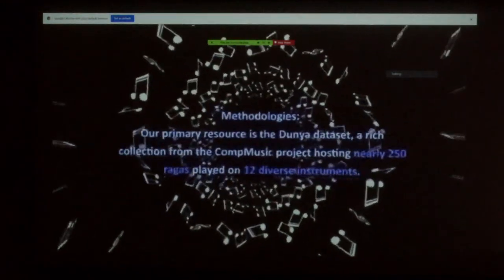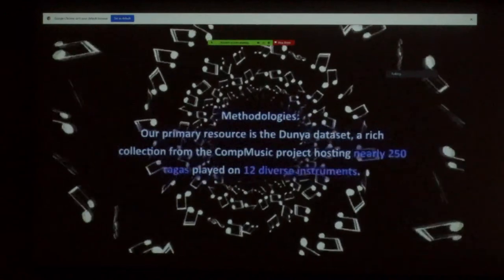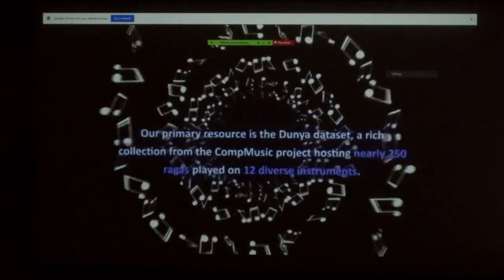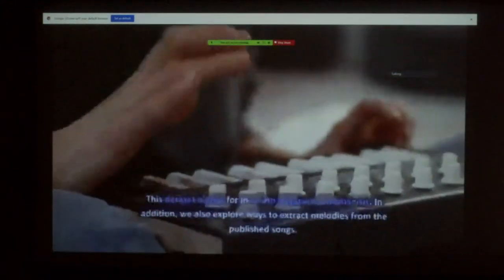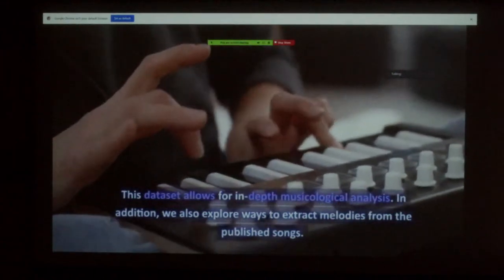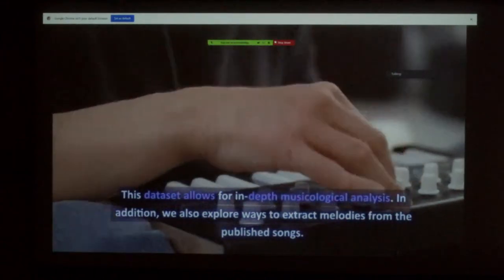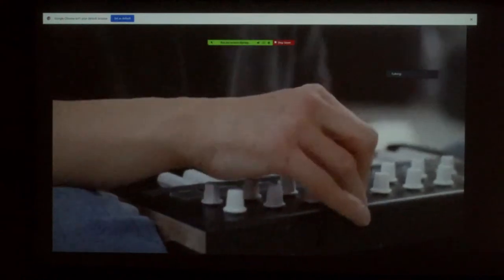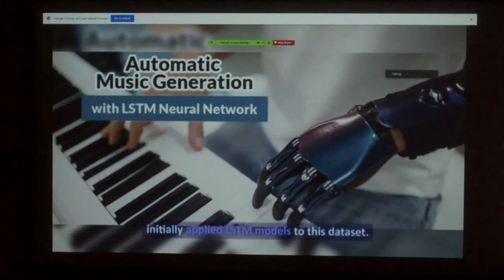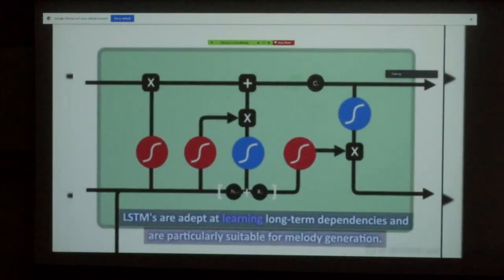Methodologies. Our primary resource is the Dunya dataset, a rich collection from the CompMusic Project hosting nearly 250 ragas played on 12 diverse instruments. This dataset allows for in-depth musicological analysis. In addition, we also explore ways to extract melodies from published songs. In our quest for raga music generation using AI, we initially applied LSTM models to this dataset. LSTMs are adept at learning long-term dependencies and are particularly suitable for melody generation.